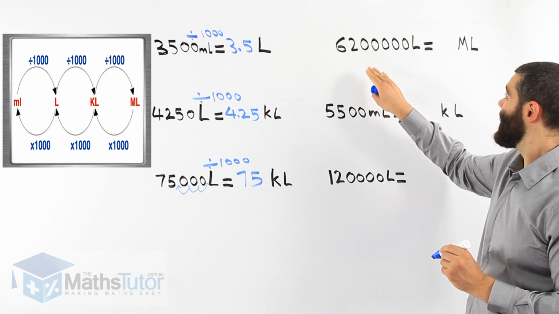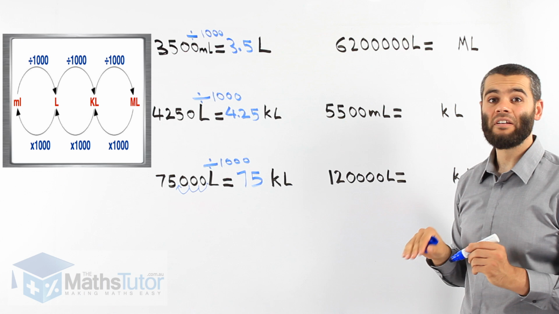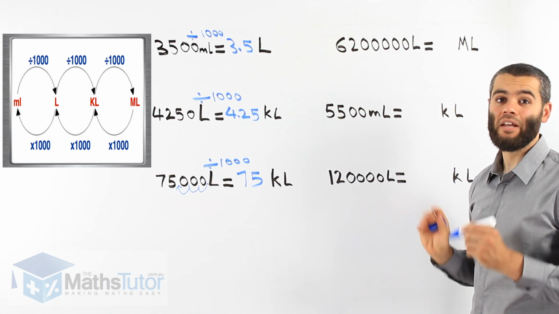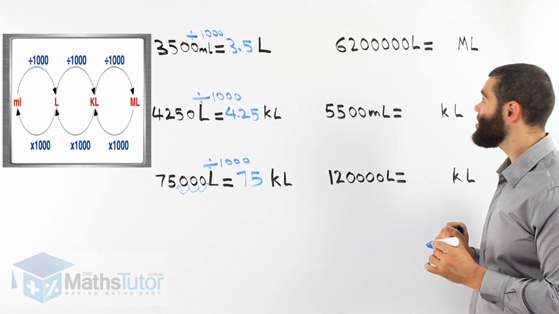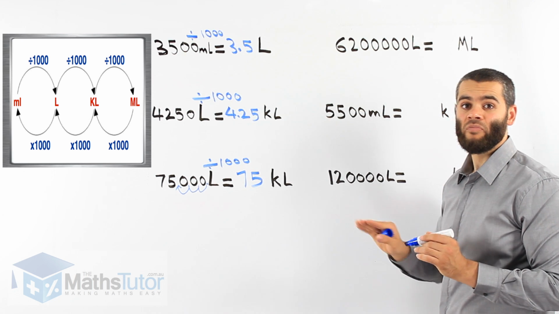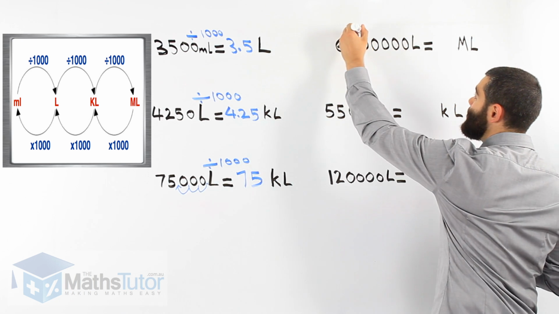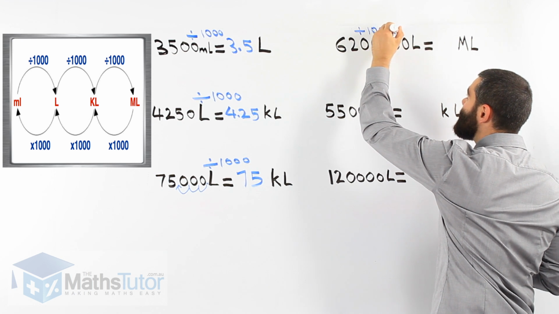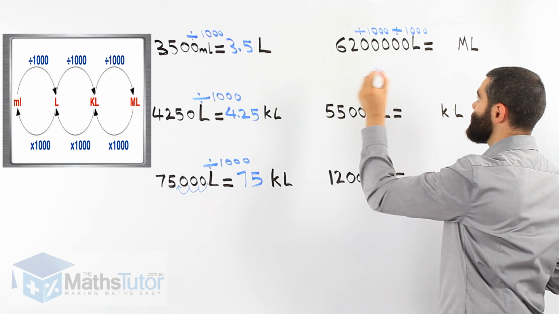Now we have a big number here, 6,200,000 litres. We want to know how many megalitres that is. It's easier to write it in megalitres. It'll be a smaller number, but it's in a larger unit. So 6,200,000 litres into megalitres. We're going from litres through to kilolitres, then to megalitres. So we're dividing by 1,000 to go to kilolitres, and then we're dividing by another 1,000 to go to megalitres, which means we're going back.